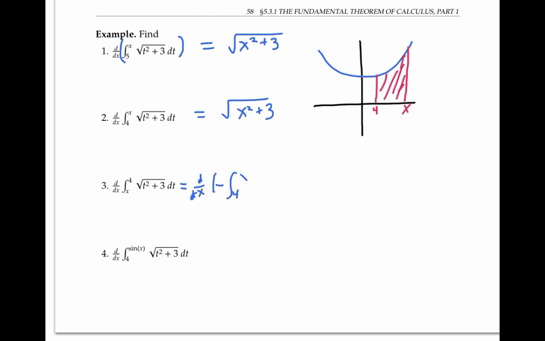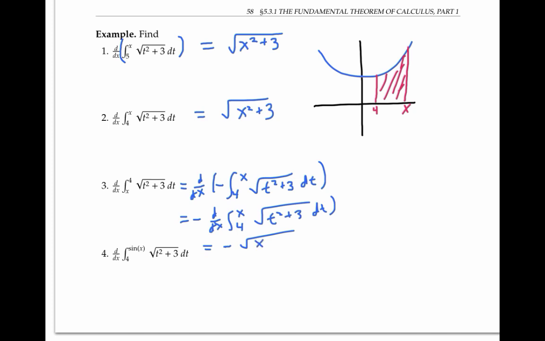For this third example, remember that the integral from x to 4 is the same thing as the negative of the integral from 4 to x. So we get the negative of the derivative of the integral from 4 to x. And applying the fundamental theorem of calculus, this gives us negative the square root of x squared plus 3. It makes sense that we should get a negative answer for this example. When we're integrating from x to 4, then as x increases, our area actually decreases. So our accumulated area function should have a negative derivative.